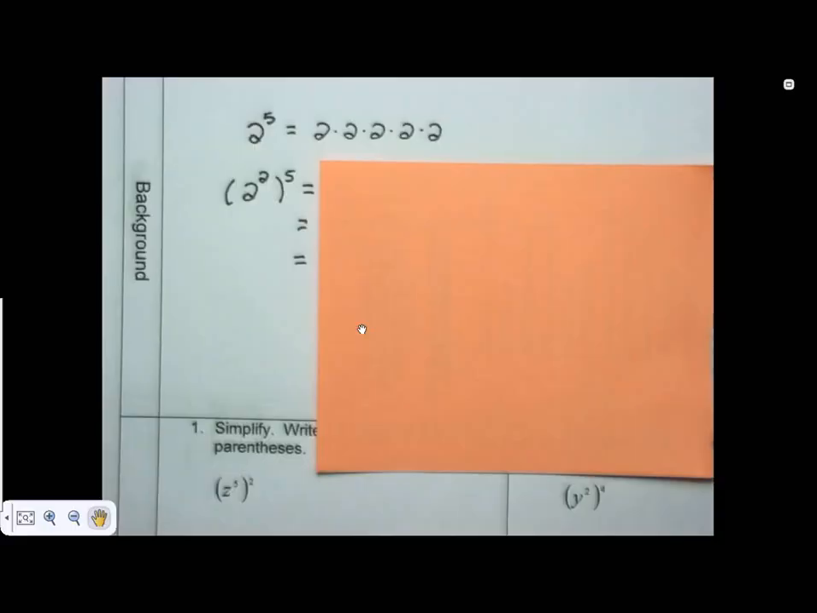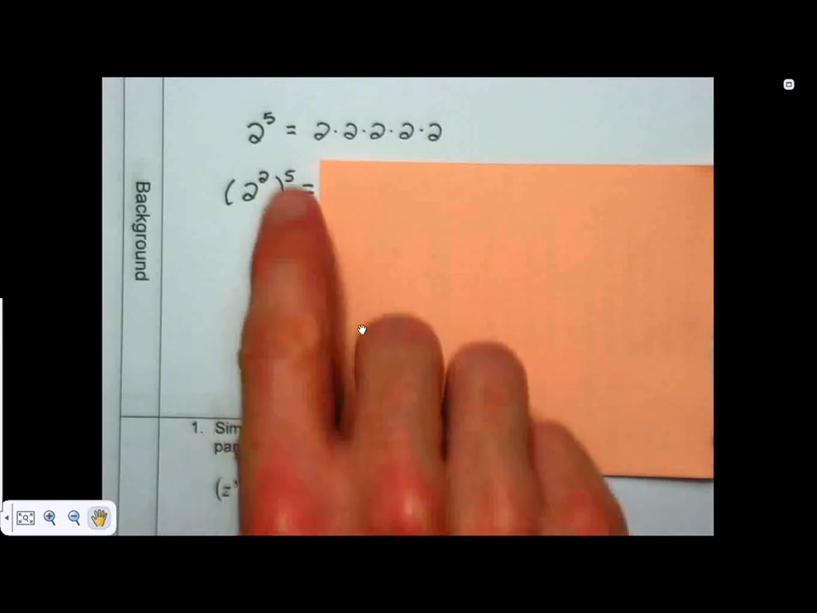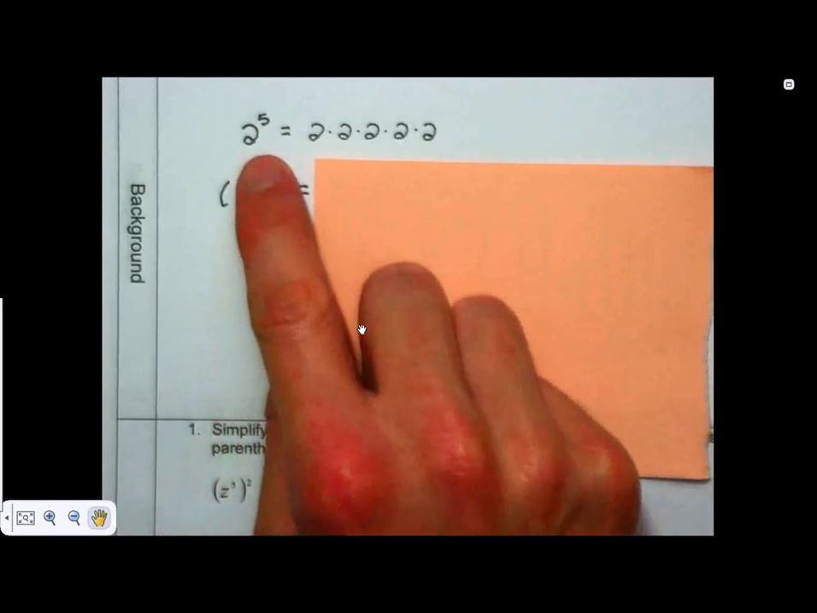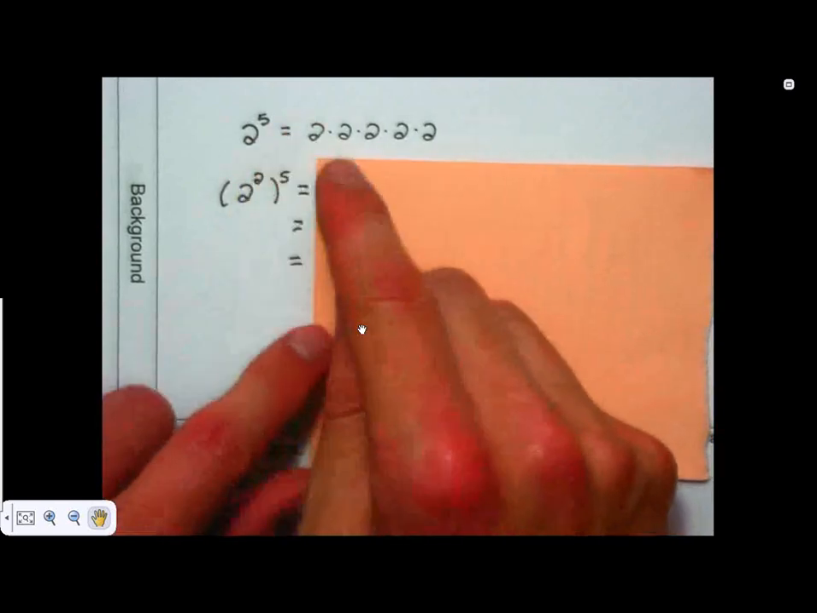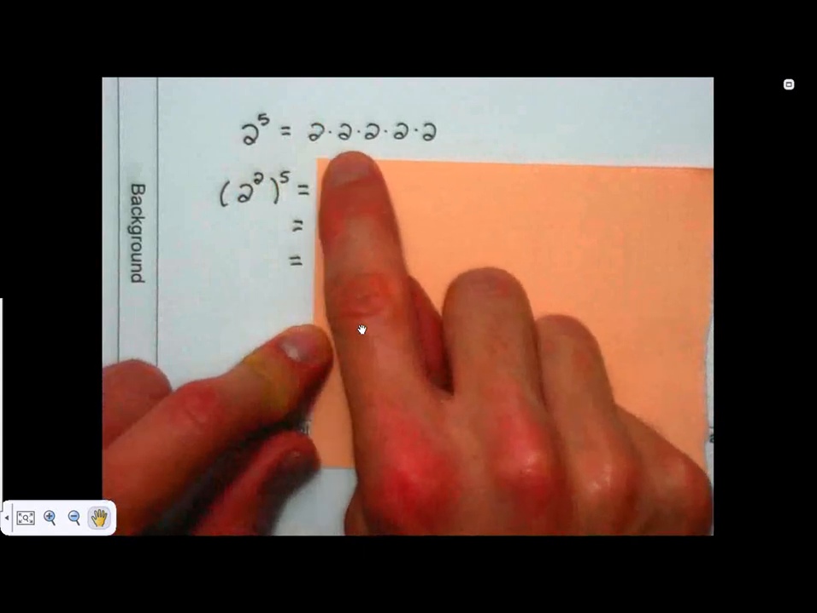Welcome. In this video, we'll be taking a look at how to apply another rule of exponents. So to begin, I want to go back to what exponents actually mean. So if I have an expression like 2 to the 5th, what that means is that I'm multiplying 5 factors of 2.